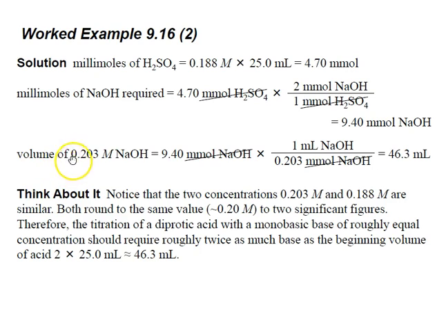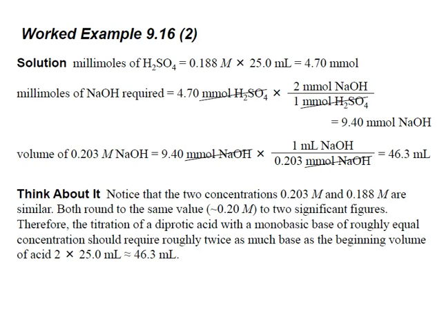Our volume of 0.203 molar sodium hydroxide is then going to be, we take our millimoles of sodium hydroxide and we use the concentration. So moles per liter is the same thing as saying millimoles per milliliter, as I mentioned in that think about it a moment ago. We can arrange this so that the millimoles cancel, and then we get out a milliliter, 46.3 milliliters. I recommend going through this one another time or two, and I think you'll get it.